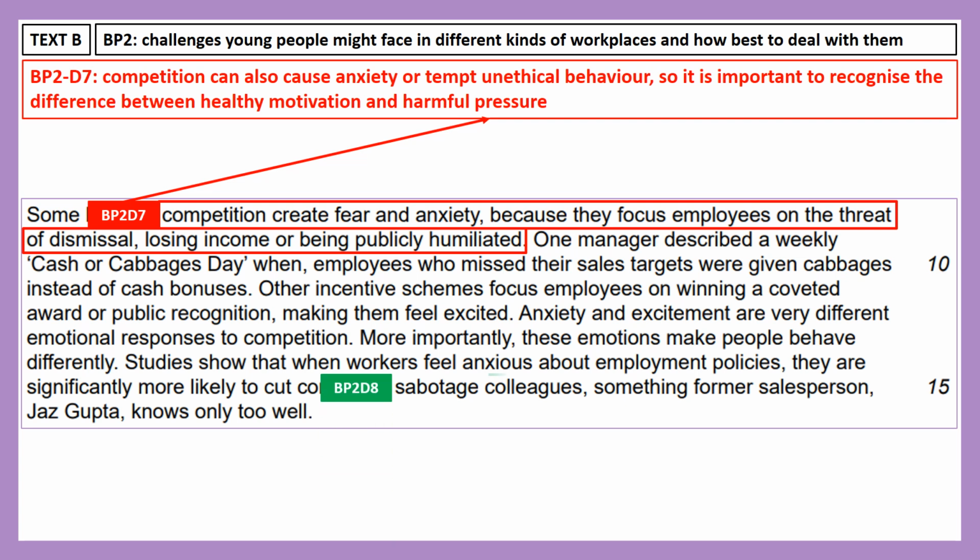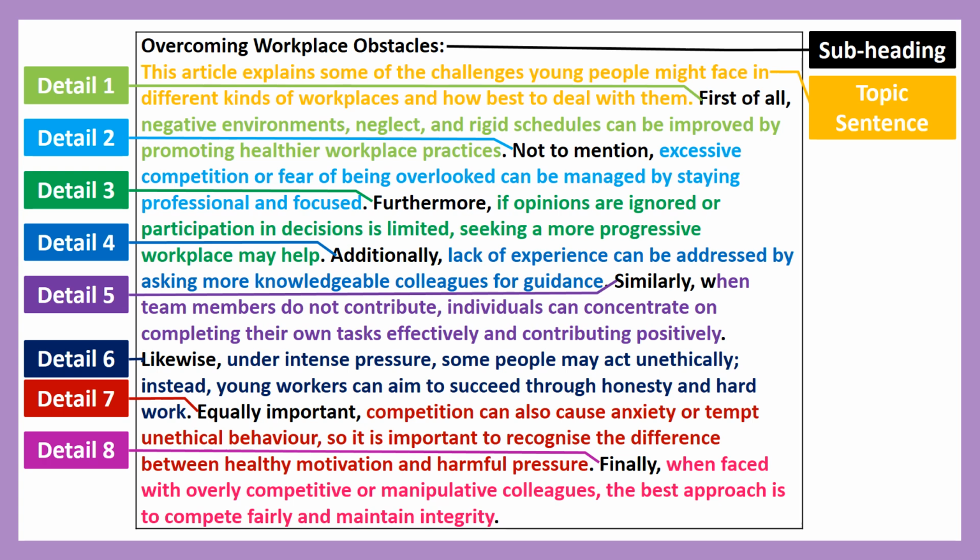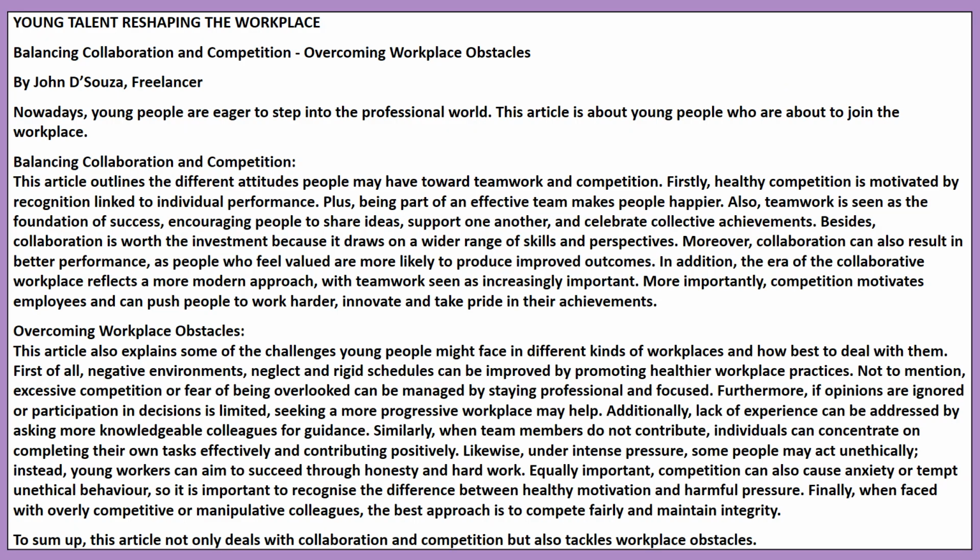Detail 8 from lines 15 and 16 can be developed as: when faced with overly competitive or manipulative colleagues, the best approach is to compete fairly and maintain integrity. Your response for bullet point 2 should be structured as follows. Subheading: a topic sentence that addresses bullet point 2. Developed details from 1 to 8 presented with appropriate transitions.